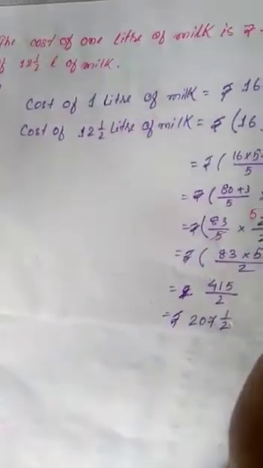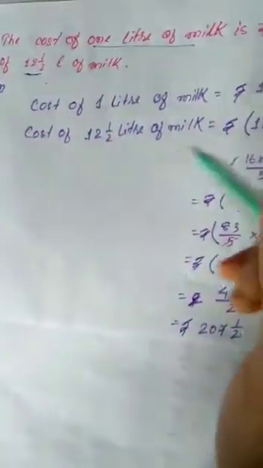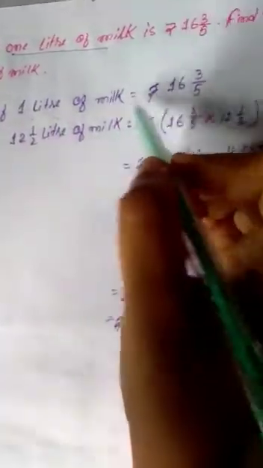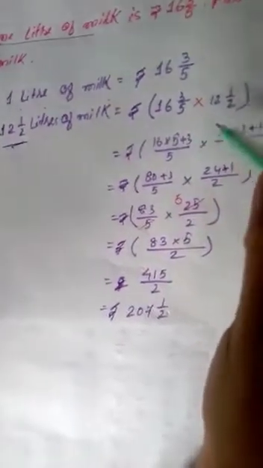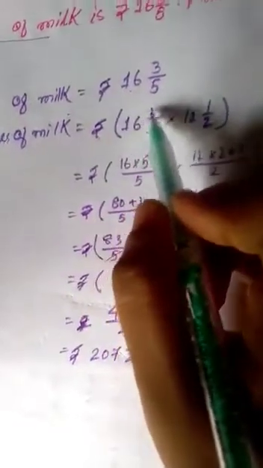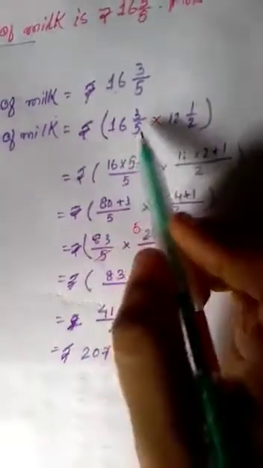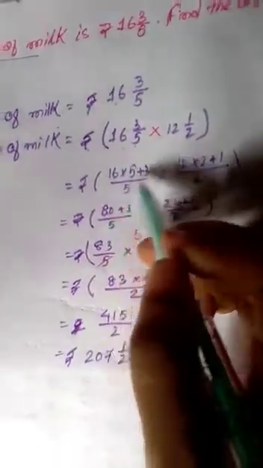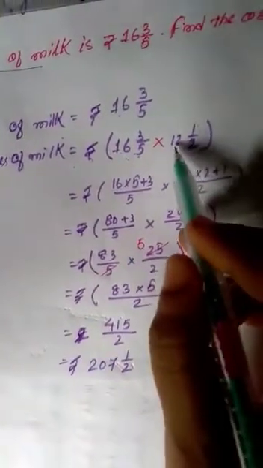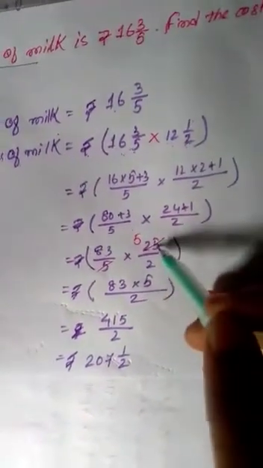So we have to find out the cost of milk. How much? 12 and 1 by 2 liters. The cost of 1 liter of milk is given: rupees 16 and 3 by 5. In the same way, now we have to find the cost of this much. So the cost of 12 and 1 by 2 liters of milk, what do we have to do, children? We have to multiply. So it's 16 and 3 by 5 into 12 and 1 by 2. As both are mixed fractions, we convert them. 16 into 5 is 80, plus 3 is 83 by 5, and 12 into 2 is 24 plus 1, so 25 by 2.